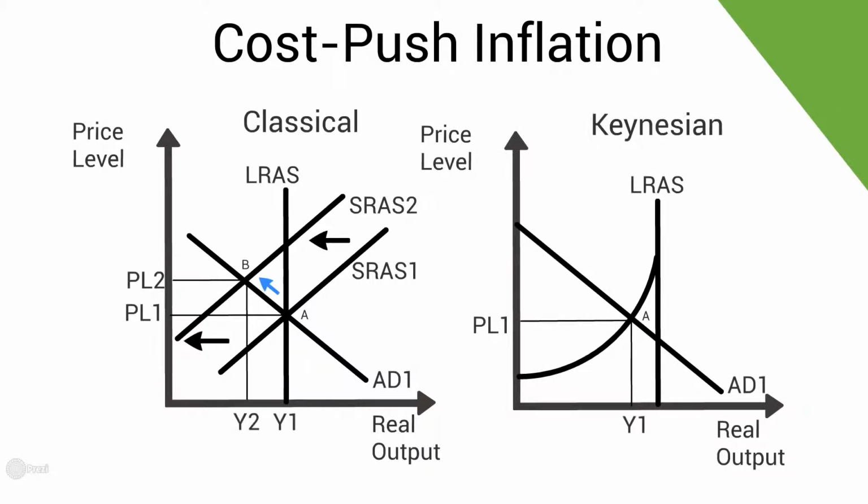Here we have a Keynesian AD-AS diagram. Before the shock increase in oil price, the economy was at equilibrium at point A, with a price level PL1 and a real output of Y1.